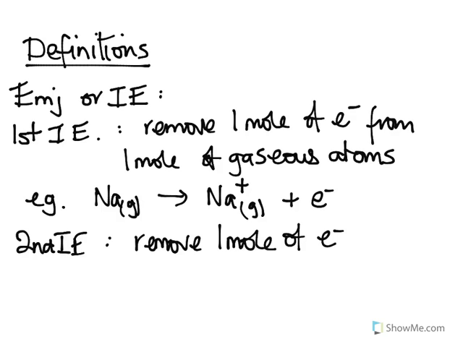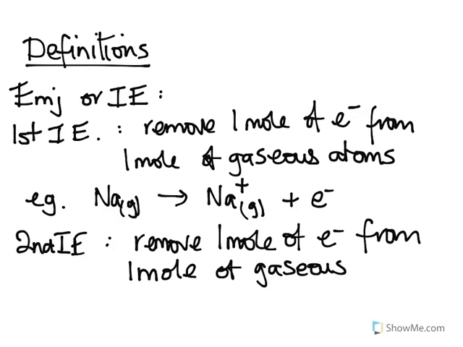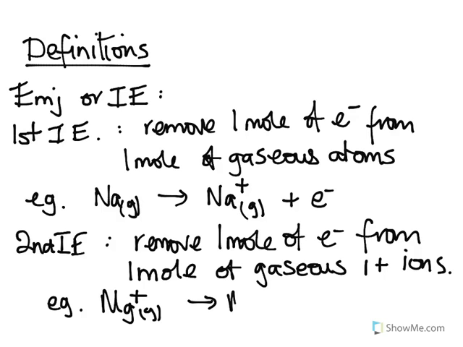And of course we can have a second ionization energy, the energy change to remove 1 mole of electrons from 1 mole of gaseous 1 plus ions. So we've already removed the first mole of electrons, if you like. And an example where this may come up in a cycle is when we actually need to form a 2 plus ion. So notice in this case we would have to do both energy changes.